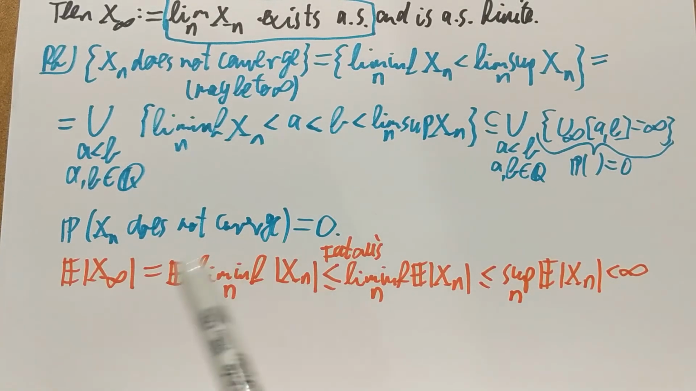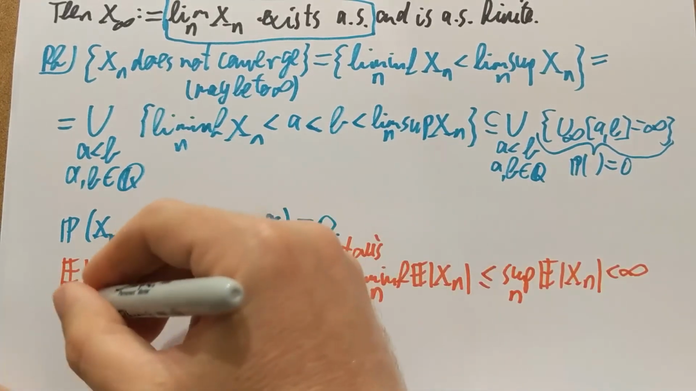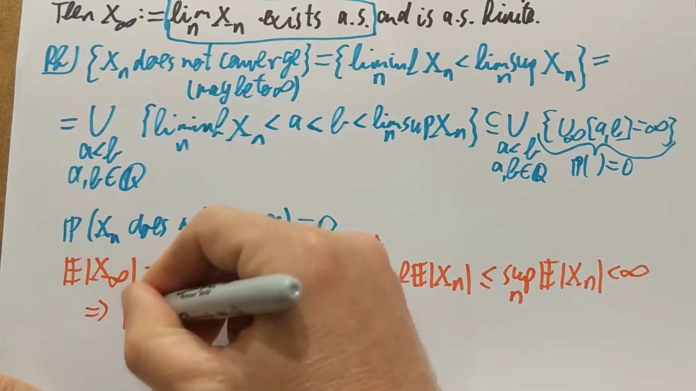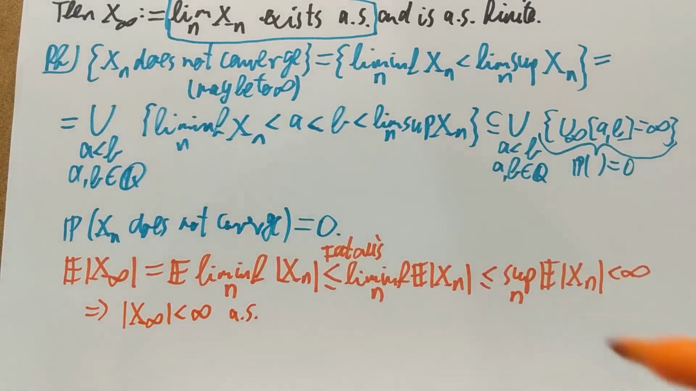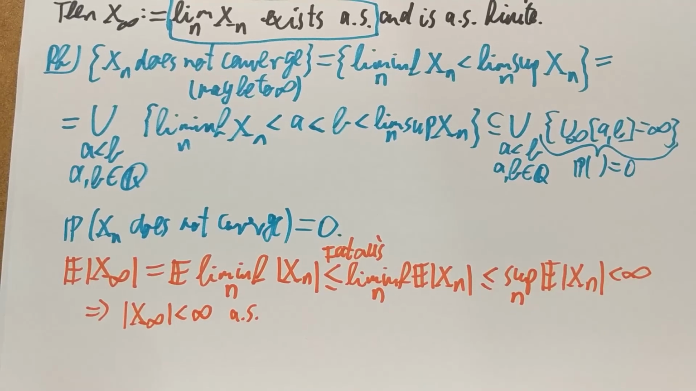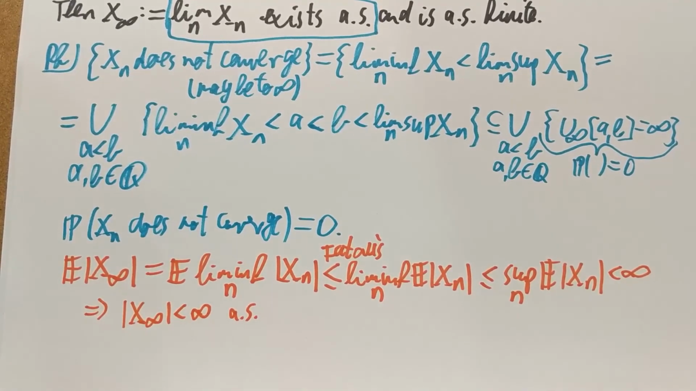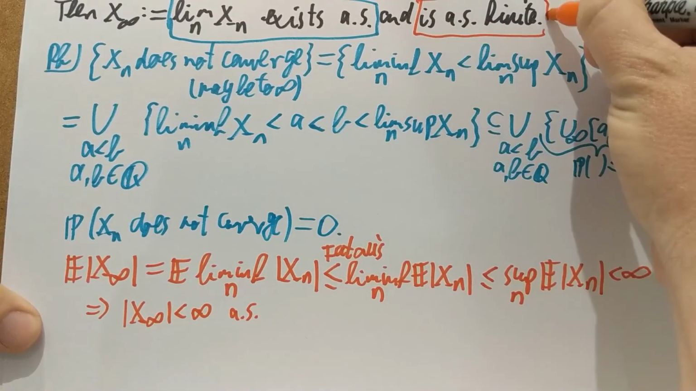Okay, and there you go. You have that x infinity has a finite mean, so it's in L1. Moreover, if it has a finite mean, then almost surely itself must be finite. So therefore, x infinity is finite almost surely, because if there was a positive probability of it being infinite, then the expectation of it would be infinite immediately. Alright, so that concludes this proof. The proof is now done. We proved that we have an almost sure limit, and we proved that it's almost surely finite.